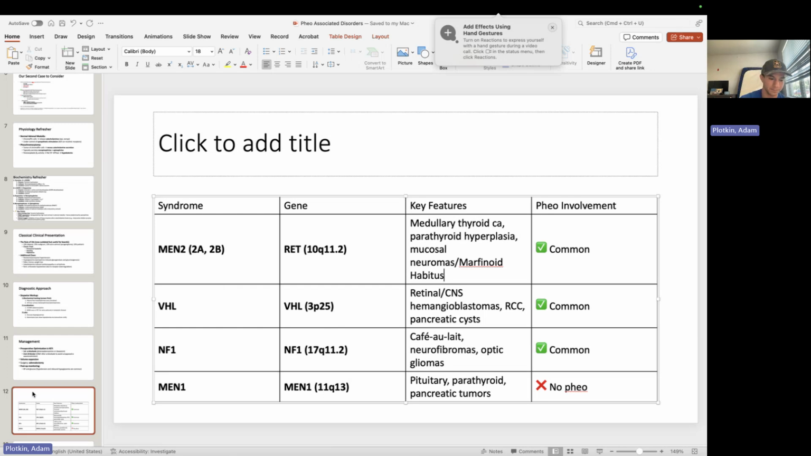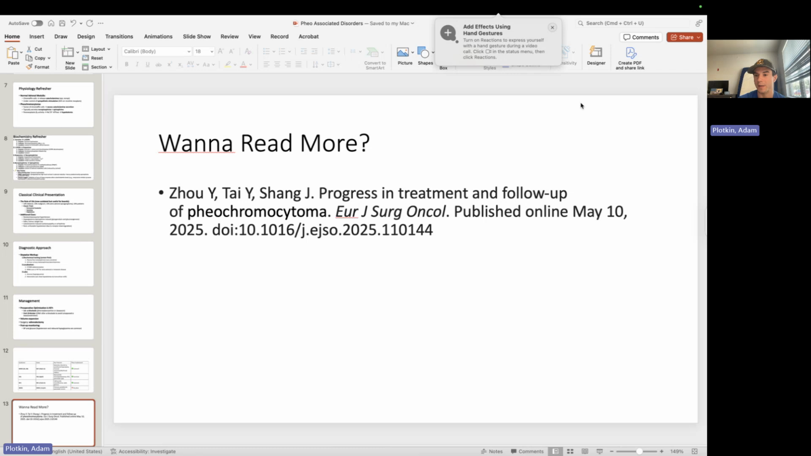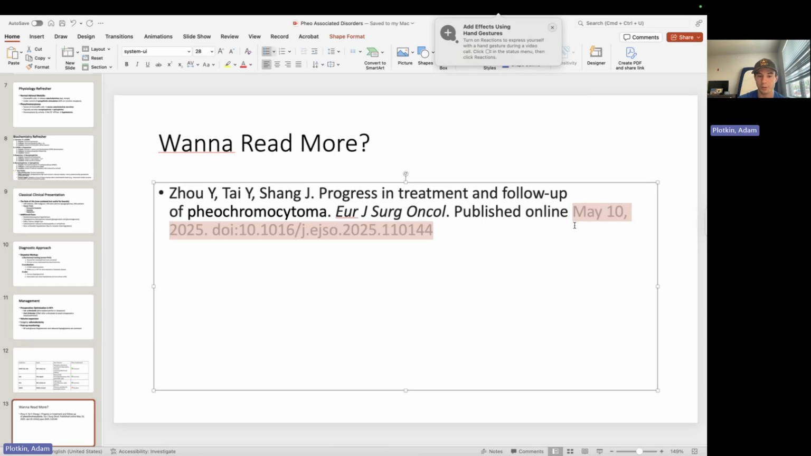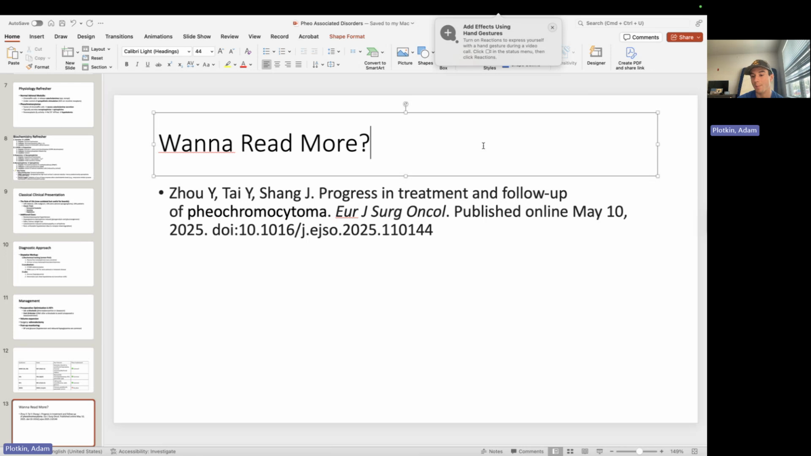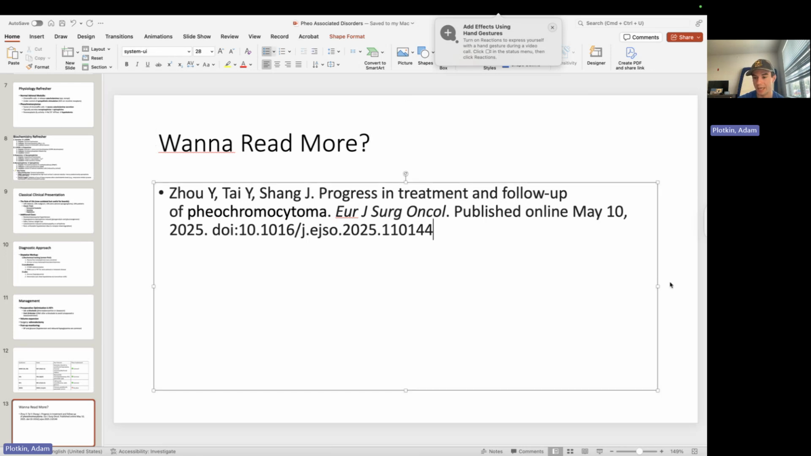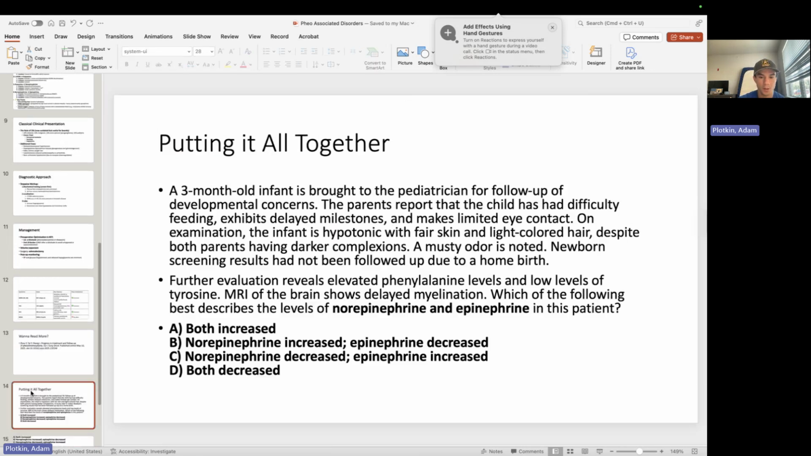All right. If you want to read more, here is a great journal article, and it's brand new. It was published on May 10th, 2025, on progress in treatment and follow-up of pheochromocytoma. It's a great read. It's what I used to put together a lot of this presentation. We will do one putting it all together, and then we will be done.